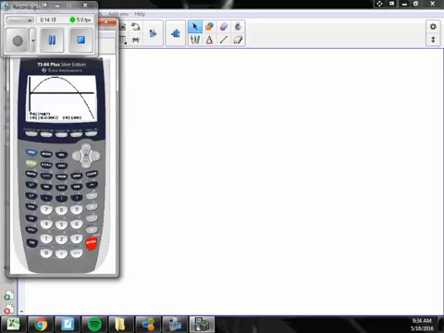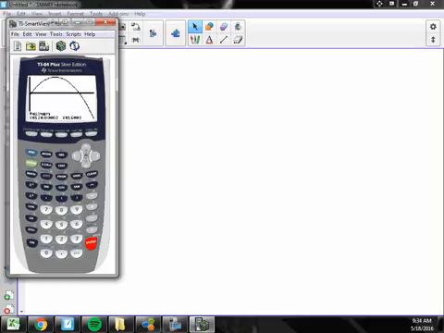So at 120 kilograms of painkillers, they make a profit of 16,000. I don't know. That's got to be it. I'm sure that's it.